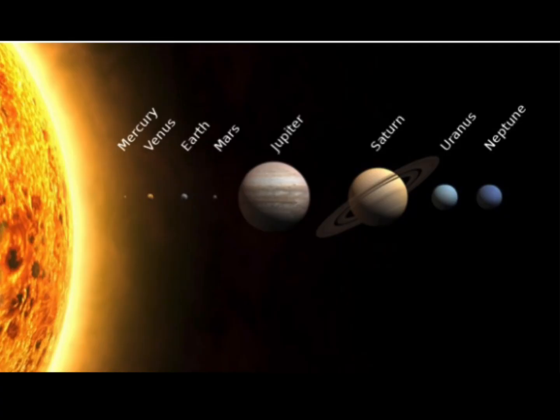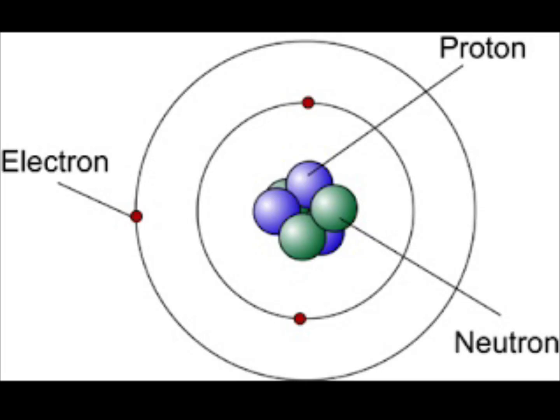So hopefully you can see why models are so important in science. Take this diagram for example. This is a model. Why might we need a model for something like this? Why might this model be so important?